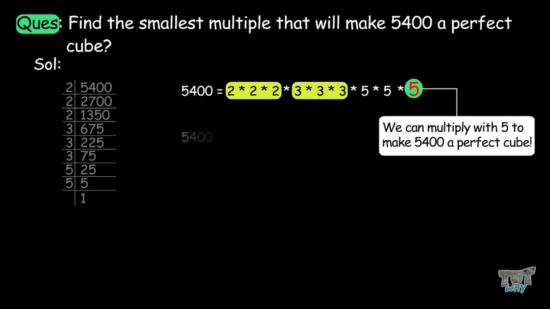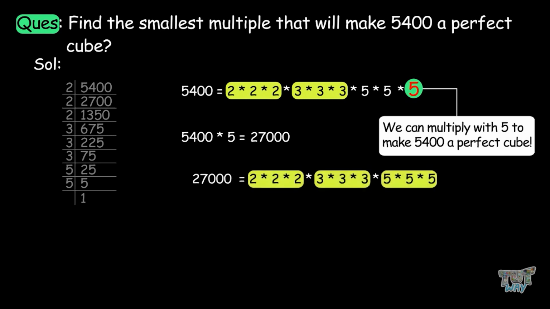So if you multiply 5,400 with 5, the prime factorization will become a perfect cube. 5,400 times 5 equals 27,000. And it will become a perfect cube, as the prime factorization is 2 times 2 times 2 multiplied by 3 times 3 times 3 times 5 times 5 times 5. The cube root of 27,000 is 30. So 27,000 is a cube number.